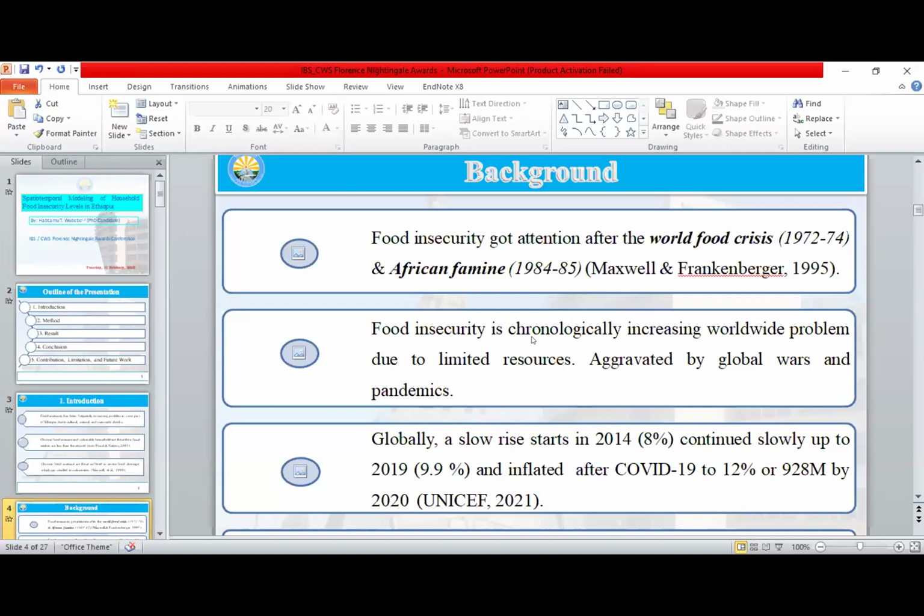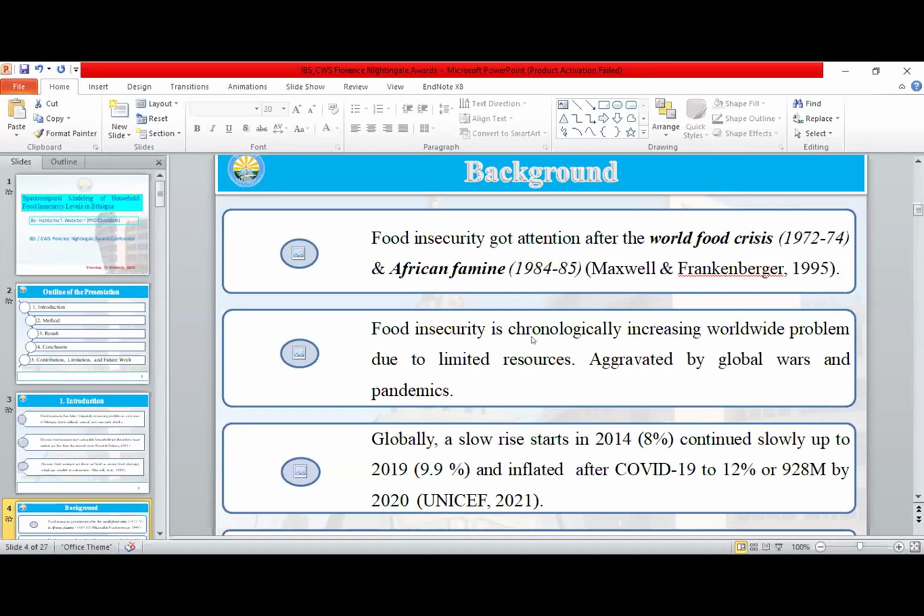Again, on the background of food insecurity, it got its attention after the World Food Crisis of 1972-74 and the African famine of 1984-85, as Maxwell and Frankenberger. Food insecurity is, as you know, a chronically increasing worldwide problem due to limited resources and aggravated by global wars like trade wars and actual real wars, and pandemics like COVID.